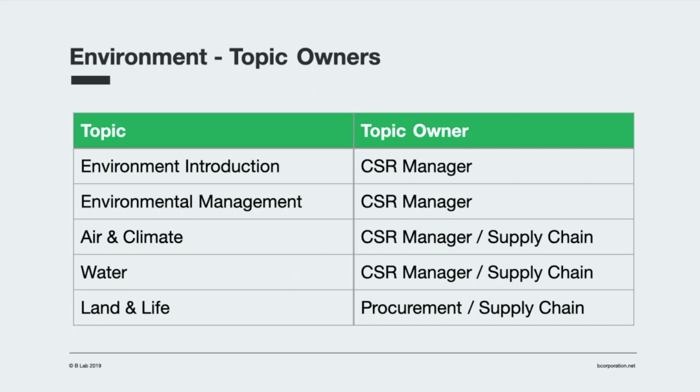The impact area environment consists of an introductory module and 4 topics, specifically environmental management, air and climate, water, and land and life. The CSR manager of the company will be able to answer most questions in this impact area. Input of a supply chain professional or your procurement department will also be helpful.